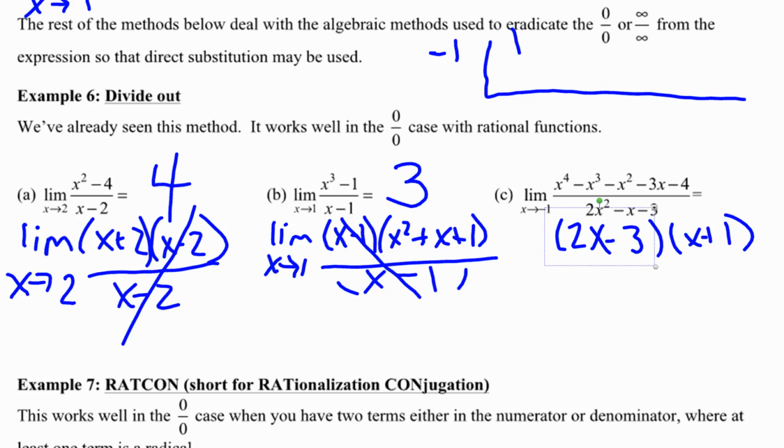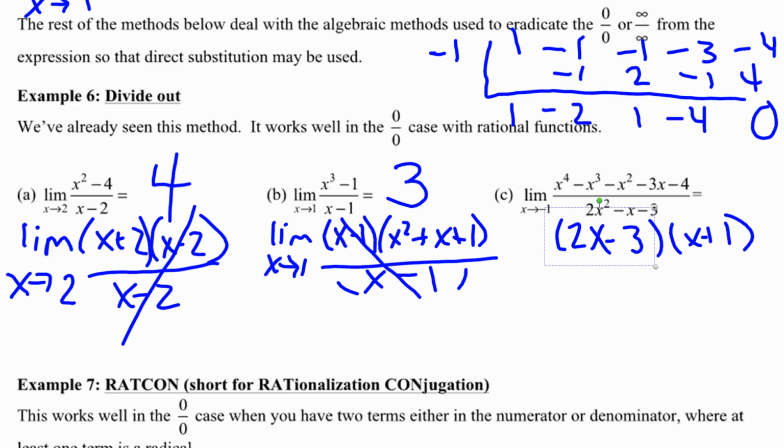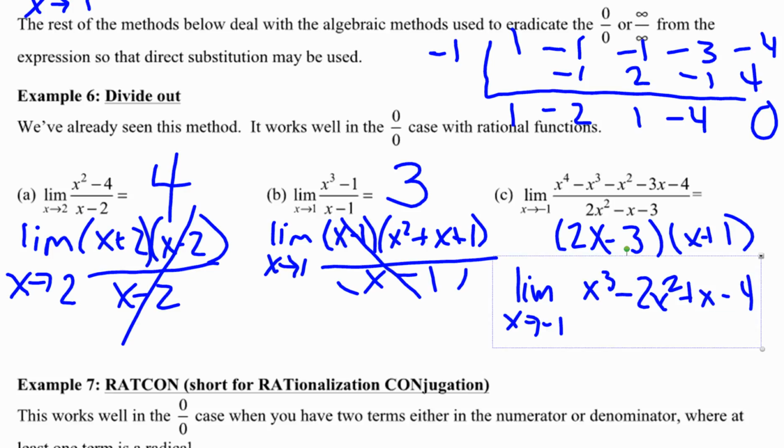All right, so we have 1, negative 1, negative 1, negative 3, negative 4. Hopefully I'm doing this right. Negative 4, 4. Oh, I got 0, so I must be. So now we're taking the limit as x approaches negative 1 of x cubed minus 2x squared plus x minus 4 over 2x minus 3. Now plug in your number, negative 1. And you should get negative 8 over negative 5, so 8/5.